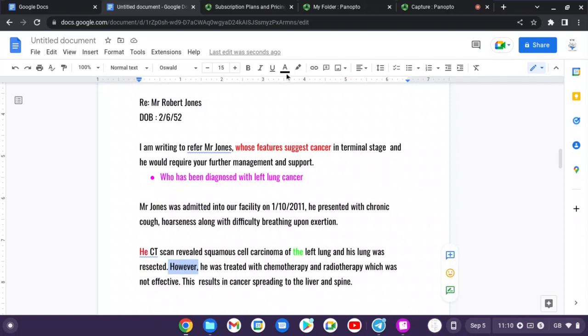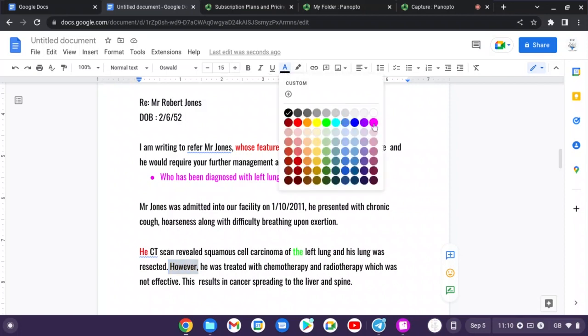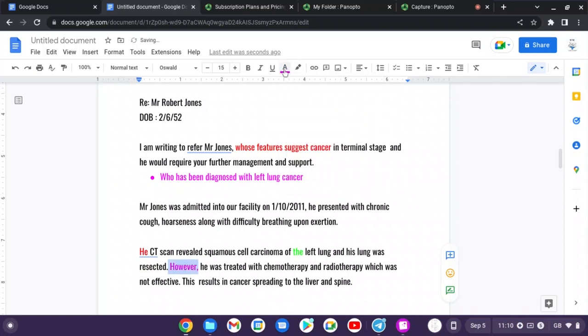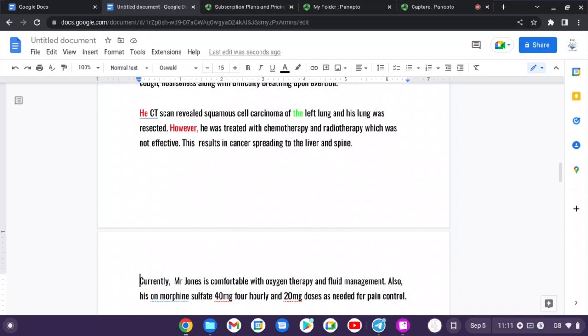Instead, you can add, in addition, he was treated with chemotherapy and radiotherapy, which was not effective, and this results in cancer spreading to the liver and spine. So it is not because of that, but anyhow, it's fine. So that is okay. So let's see the next paragraph.